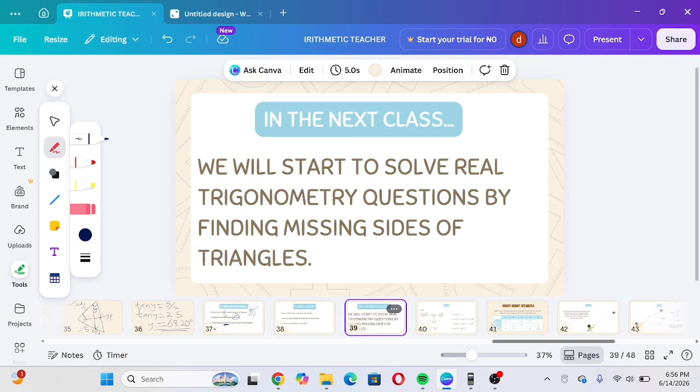Now, in our next class, we will start to solve real trigonometric questions by finding missing sides of triangles.